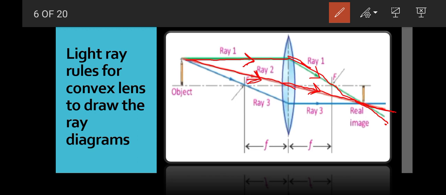The third ray, that is passing through the focal point, will touch the lens, and after refraction it becomes parallel to the principal axis. You can see from this figure that this is the incident ray which is passing through the focal point. That's why we have taken focal points on both sides of the lens. The light ray is passing through the focal point. After refraction it bends in such a way that it becomes parallel to the principal axis. Here you can see that this principal axis and this ray are parallel to each other. So this is how we draw the ray diagrams for a convex lens.